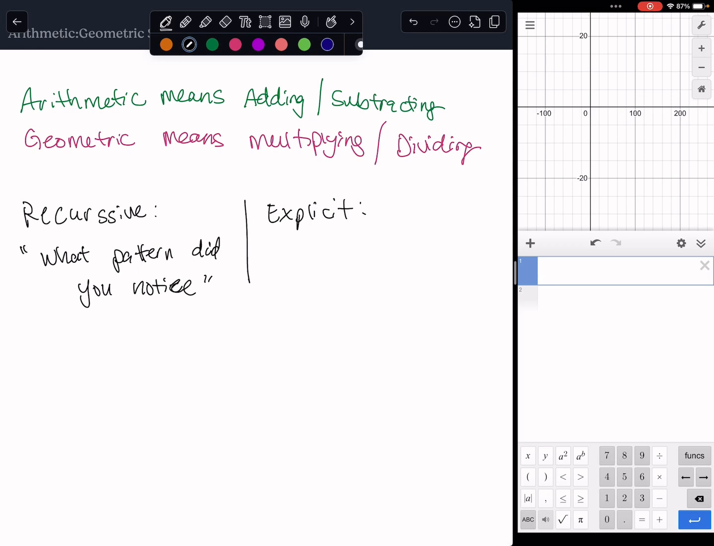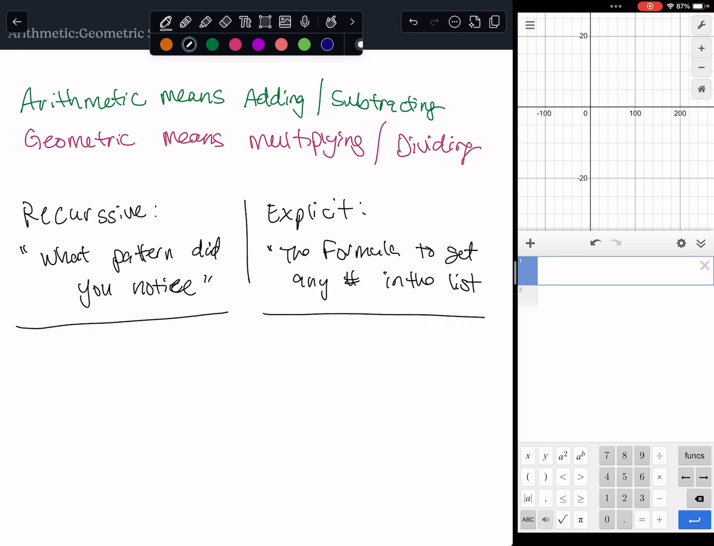You need to be able to identify a pattern to get the explicit formula. The explicit formula is the formula to get any number in the list. So recursive says, what pattern did you notice? And explicit says, hey, I got the work. Just tell me what number you're trying to get to, and I'll help you get there. We'll talk about those in a second. Actually, let's go ahead and talk about it now.